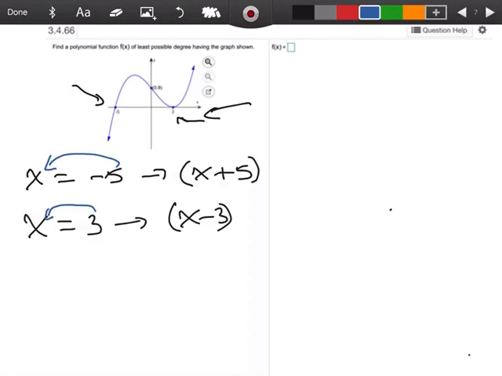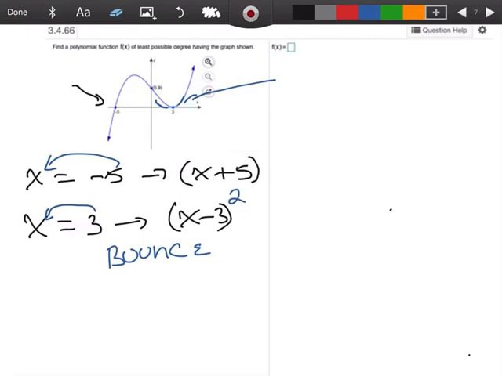Now, I want you to notice when it hits the graph here, it hits it and it bounces right back off. Anytime we have that bounce, what that means is that this factor is going to occur an even number of times. What I mean by even, it's going to occur twice.